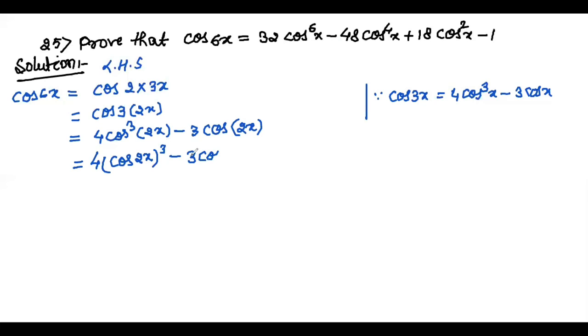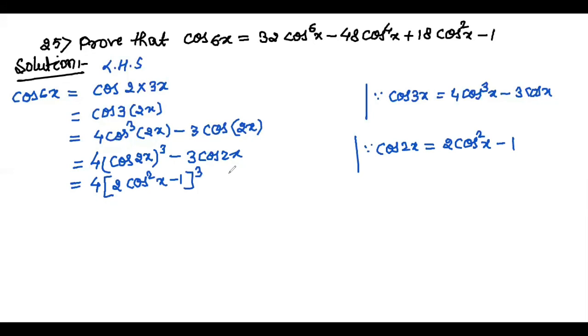So again I'm applying the cos 2x value. Here we can see in the right hand side all are in cos. So according to that I am applying the cos 2x value in terms of cos only, that is 2 cos square x minus 1. So 4 into 2 cos square x minus 1 to the power 3 minus 3 into 2 cos square x minus 1. Now we'll calculate it.